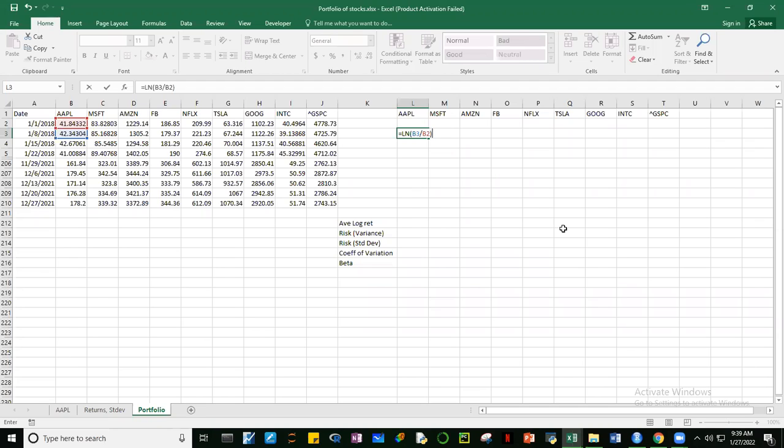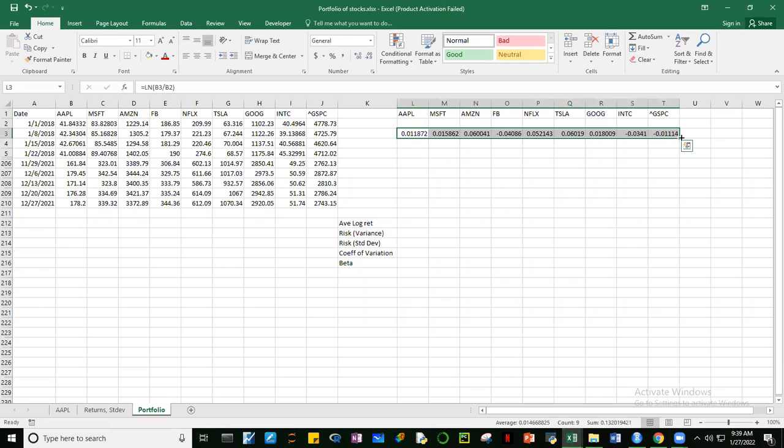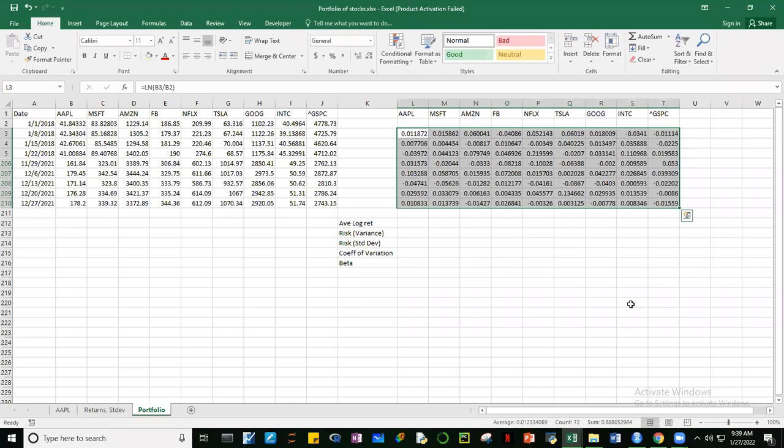We use the natural log. Had we used the discrete returns, magiging B3 over B2 minus 1. May minus 1 pa siya. Okay? Enter natin, and then we can copy the formula to the right, and then down. Okay, so we have now our matrix of returns.